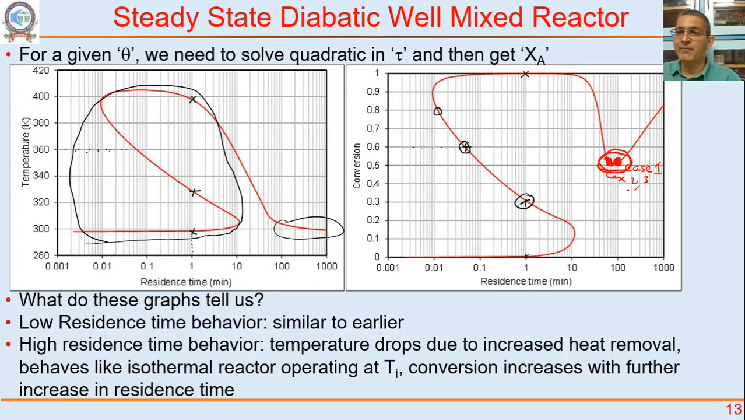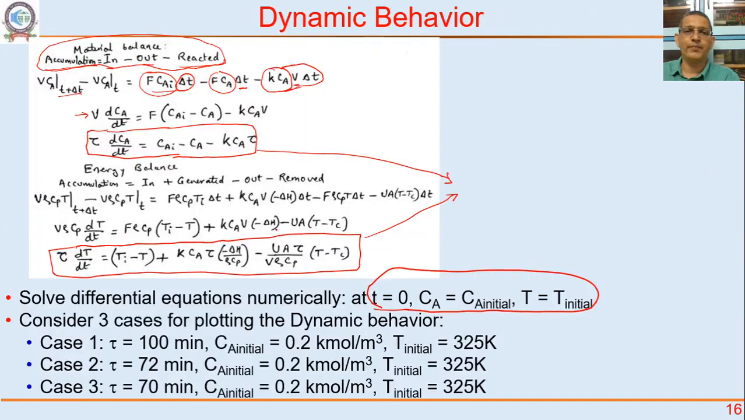And at that residence time, mind you, we have only one value of steady state. It is not that there are multiple steady states. It is only one steady state that is possible. 100, 72 and 70, it is this part that we are looking at. We don't have multiple steady states in this range of residence time. But we'll see how the dynamic behavior looks. So solve these three cases for yourself. Pause the video. Only when you have done it, you can continue the lecture.